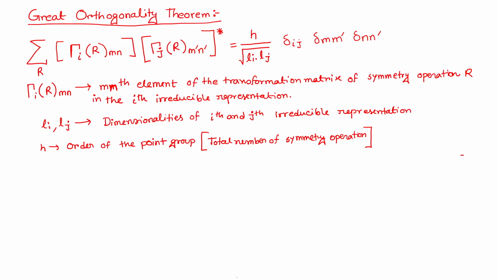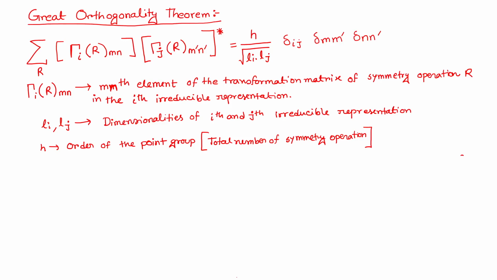So we have a molecule. We already determined its point group. So we know the symmetry operations it has, right? From there on, we are going to build the character table for this molecule, and for that, the transformation matrix of each of these symmetry operations is going to be required.